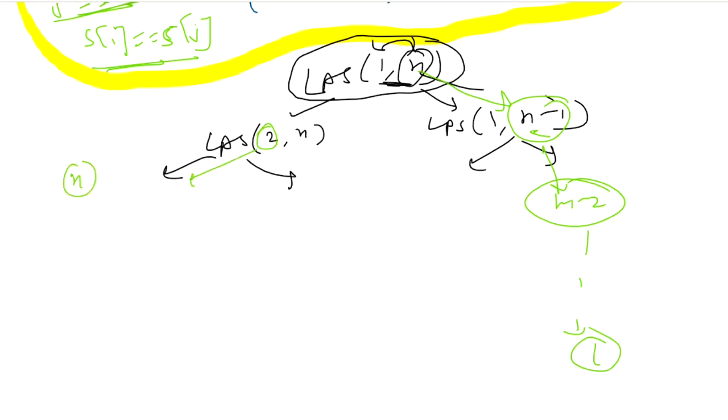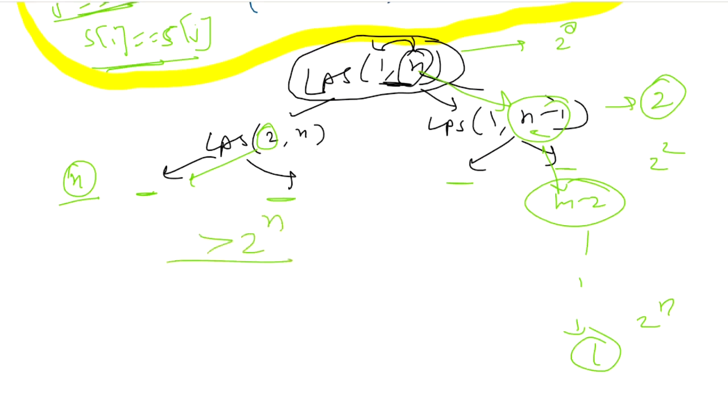Okay, and in each step you can see that the number of subproblems will be multiplied by 2. So in the first there was only 1, in the second there were 2, and in the third there were 4. So in the end we'll have 2 to the power n. So the total number of subproblems will definitely be greater than 2 to the power n. You can also find the exact number of subproblems, but we are not getting into the mathematical details here.